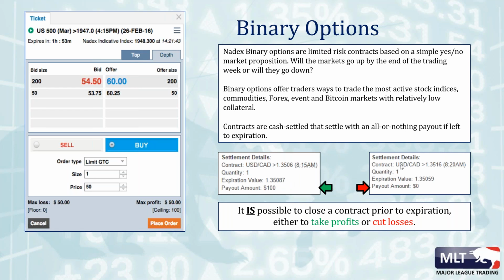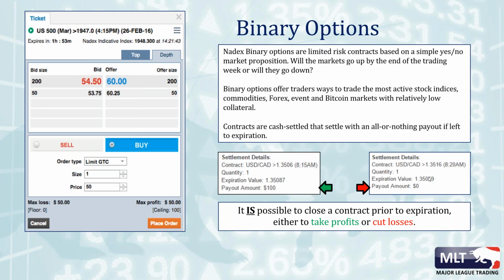Now, if you bought one contract and you expected it to move above 135.16 and the expiration is 135.0559, well, that's below, so the value of the contract at payout is 0. So that is really where the binary aspect comes in. You're either going to get paid $100 per contract at expiration, or you will be paid nothing.